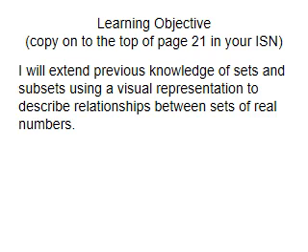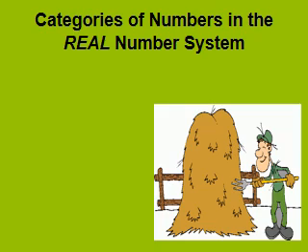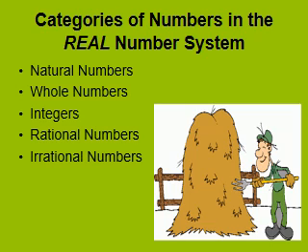So today we're going to be talking about how numbers are related to each other and how we can categorize them into different categories. The categories of the real number system are natural numbers, whole numbers, integers, rational numbers, and irrational numbers.